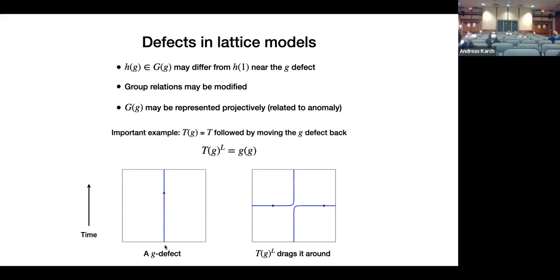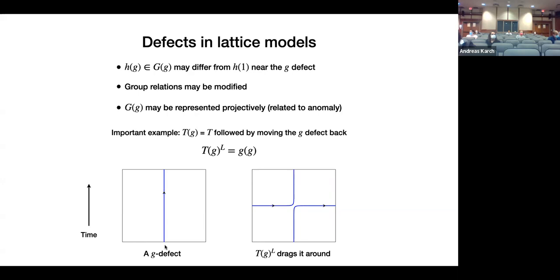So just to give an example of a modification of group relation, we can think about what happens to a translation symmetry. The symmetry defect is supposed to be a topological defect, so you can move it around. And if we do a translation, we move the defect. So the naive translation is no longer a good symmetry in the presence of a defect. So you have to combine this with a shifting of the defect back to where it was. Therefore, we call it T of G, which is T, the naive translation, just moving everything to the next site, followed by an operator that moves the G defect back.